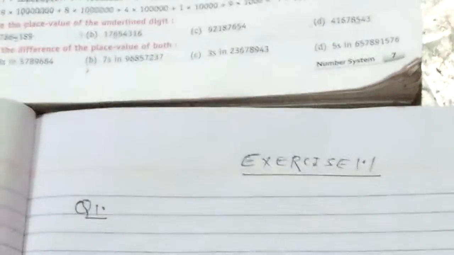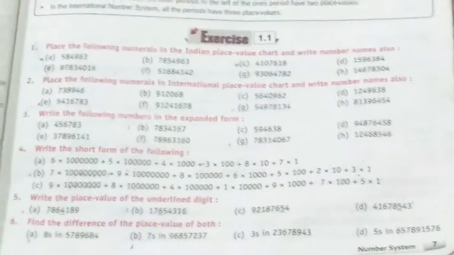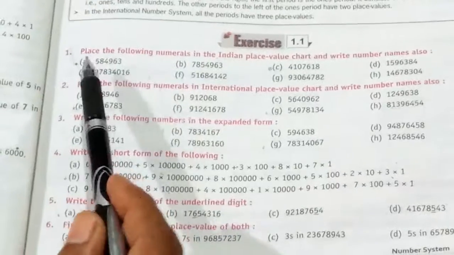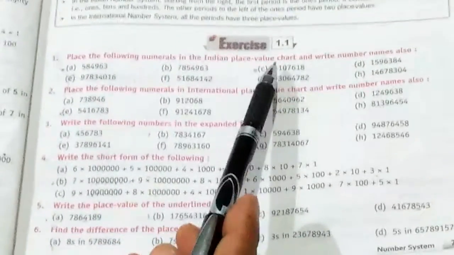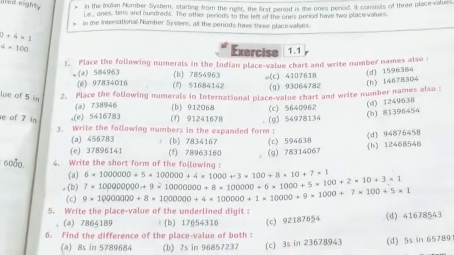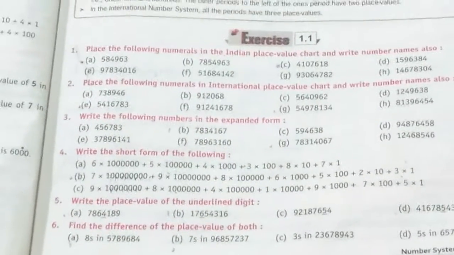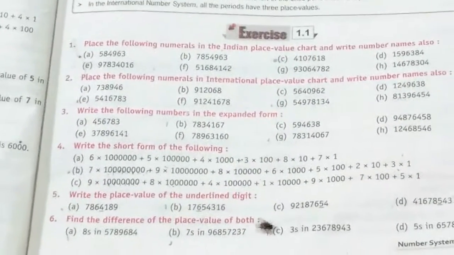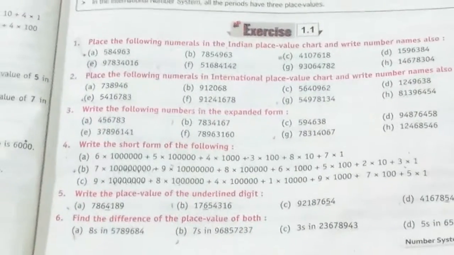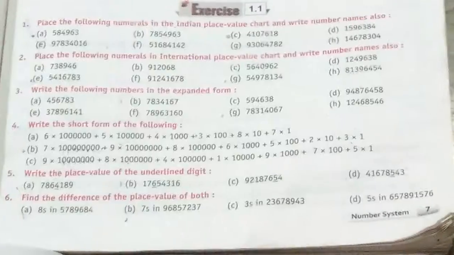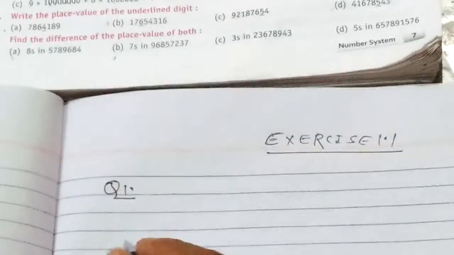First question is, place the following numerals in the Indian place value charts and write their names also. It is very easy. We have to place this number in Indian place value chart. So at first we have to draw the Indian place value chart. At first we draw some lines.